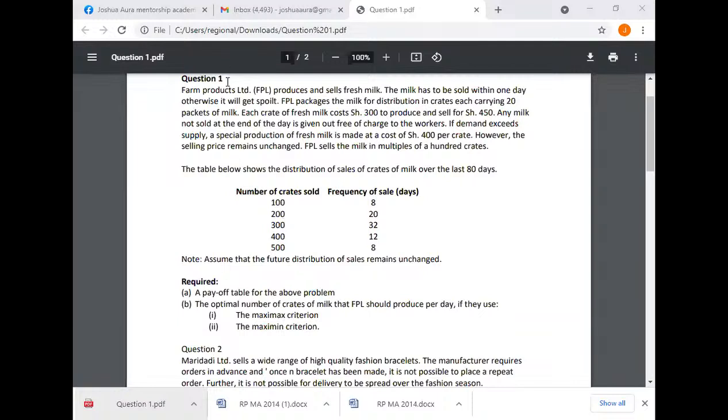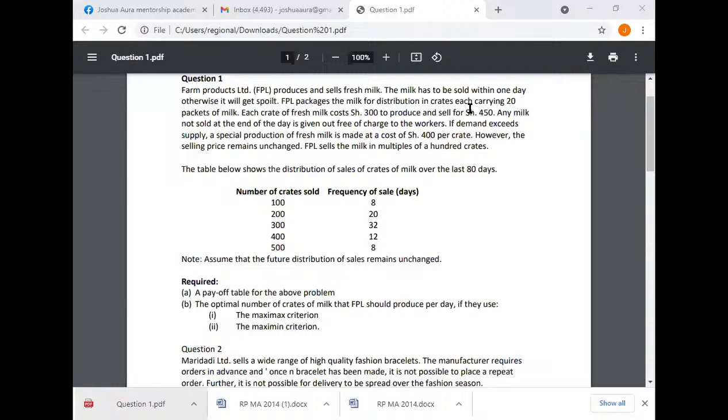We are told Farm Products Limited produces and sells fresh milk. The milk has to be sold within 1 day, otherwise it will get spoiled. FPL packages the milk for distribution in crates, each carrying 20 packets of milk. Each crate of fresh milk costs 300 to produce, and it sells for 450, quite a good profit margin, 150 shillings per crate profit. Any milk not sold at the end of the day is given out free of charge to the workers. This is quite a bad policy.